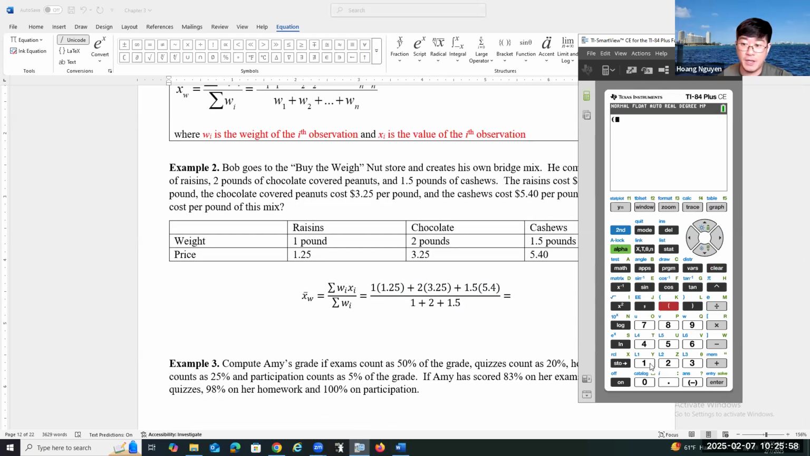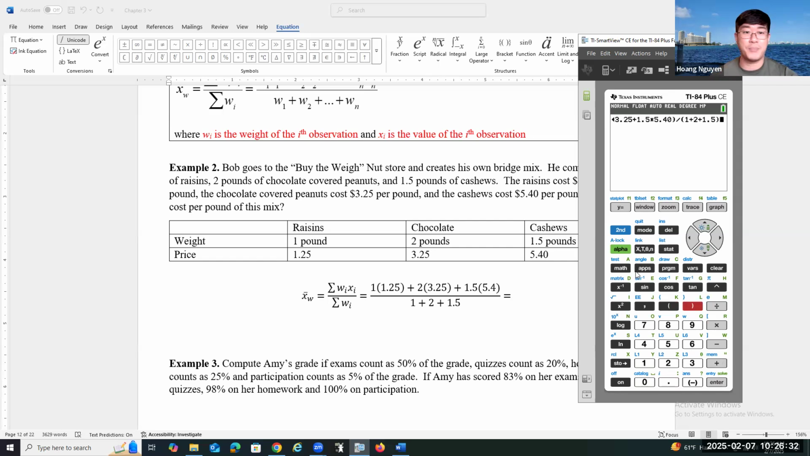On the numerator, I'm going to do 1 times 1.25 plus 2 times 3.25 plus 1.5 times 5.40. We divide that total by the sum of 1 plus 2 plus 1.5. So I'm going to do a single entry for this calculation.